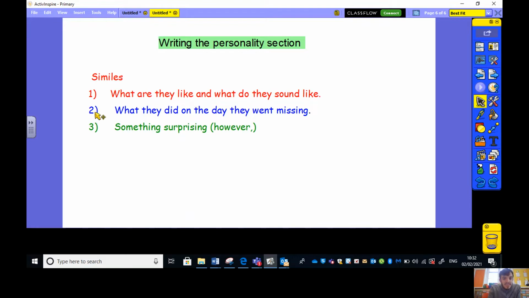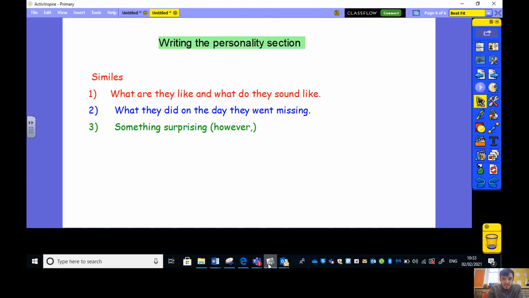The second step to success is what they did on the day they went missing. And the third step to success is something surprising. And you might want to start that with "however". So we're really looking at 3 fantastic sentences here. If you follow these, 1, 2, 3, that means you're writing in the correct structure and you should be able to produce some brilliant, brilliant work. Let me now share my book and I will model what I will be doing.